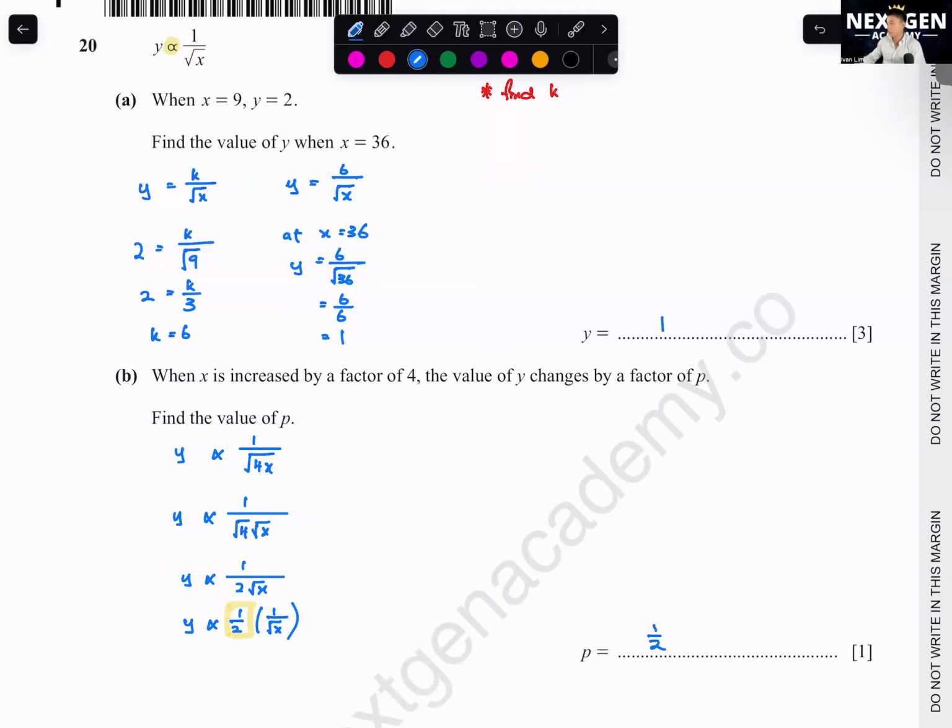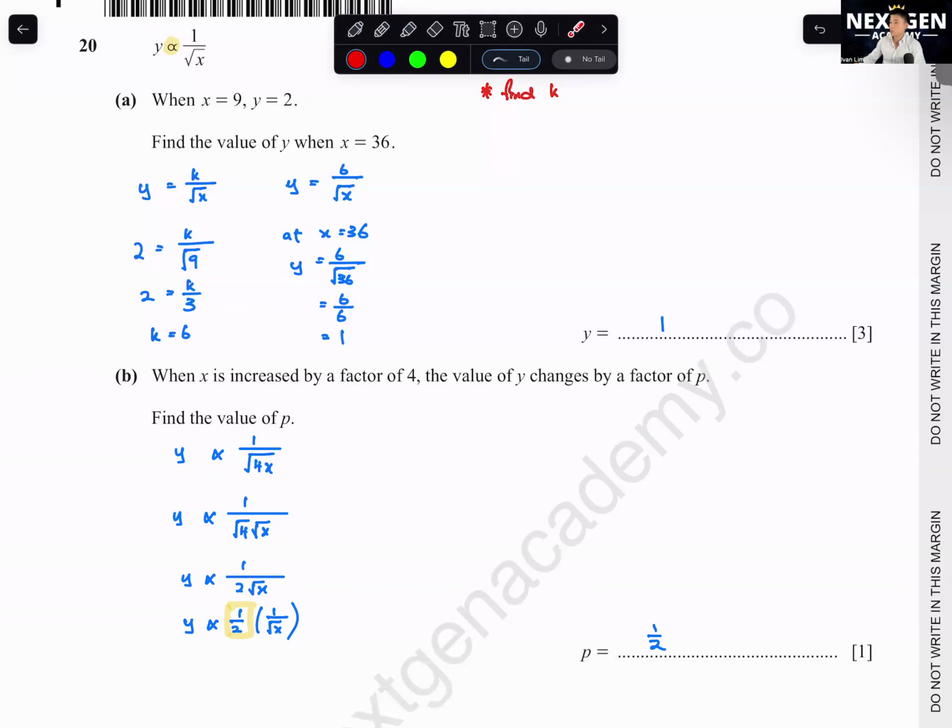Actually, I don't think you need to write a working like this, but this is how I would normally do it. In fact, the question didn't even write any working. I think the easier way, let me just think about this. I think the easier way would be, you can just replace x with 4 also can. So it will just be 1 over square root 4, which is 1 over 2. Because we can assume that x is equals to 1. Originally it's 1, right? So you multiply by 4, it will just become 4.